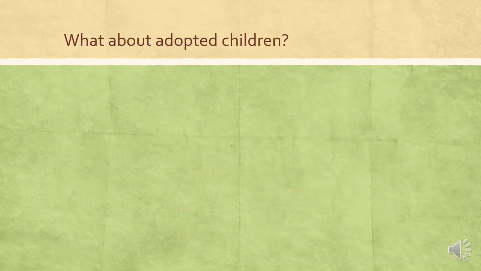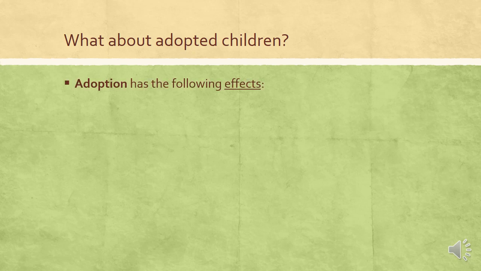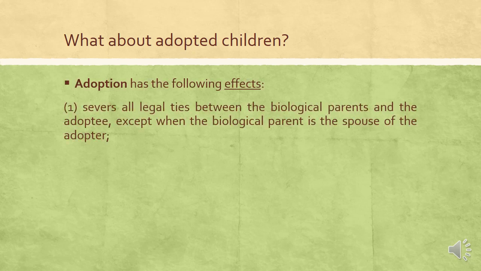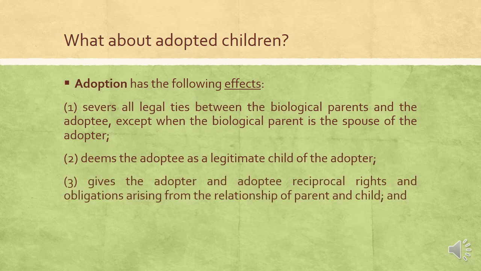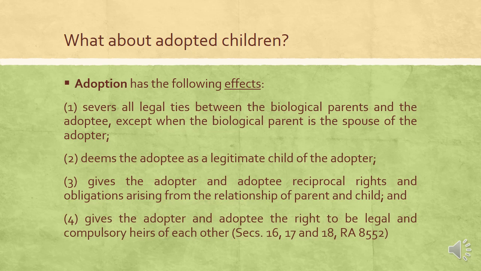What about adopted children? Adoption has the following effects. Number 1, it severs all legal ties between the biological parents and the adoptee, except when the biological parent is the spouse of the adopter. Number 2, it deems the adoptee as a legitimate child of the adopter. Number 3, it gives the adopter and the adoptee reciprocal rights and obligations arising from the relationship of parent and child. And number 4, adoption gives the adopter and the adoptee the right to be legal and compulsory heirs of each other.